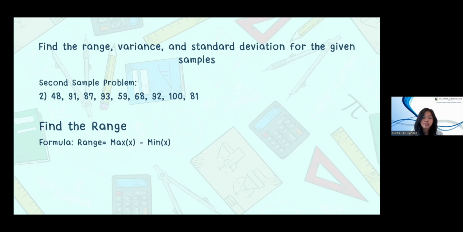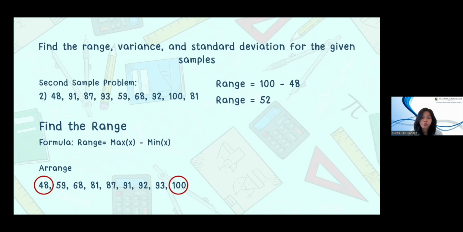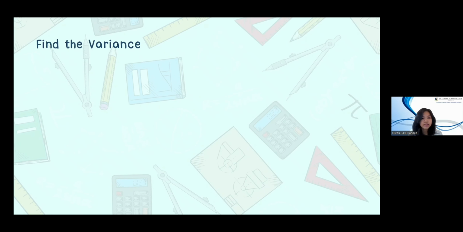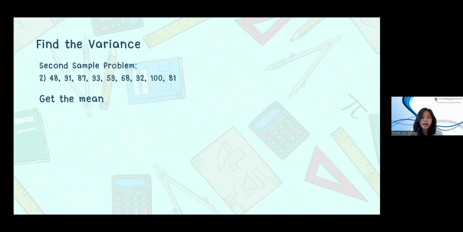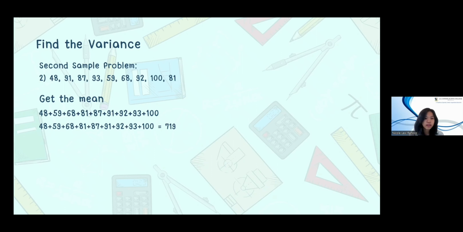Again, we will find the range, so we will arrange them in ascending order. So 100 minus 48 is equal to, therefore, the range for this data set is 50. We will get the variance. Again, we will get the mean. Find the sum of all of it. Then divide it by the number of values in the data set.